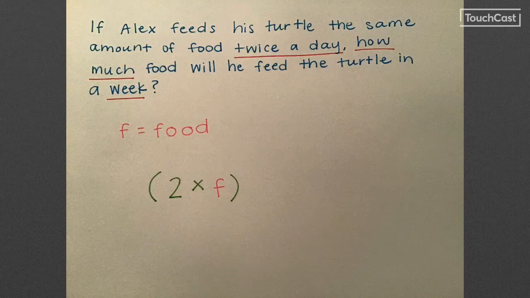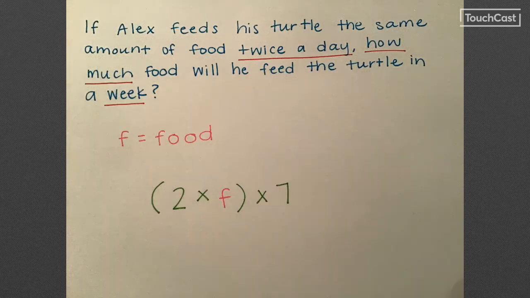Now I need to think, if he does that much per day, how much will he do in a week? Think to yourself and remind yourself, how many days are in a week? Hopefully you all remembered that there are 7 days in a week, which means after we find out 2 times the amount of food, we're then going to multiply that number times 7. 2 times F shows us how much food the turtle eats every day, and times 7 tells us how much food the turtle eats in a week.